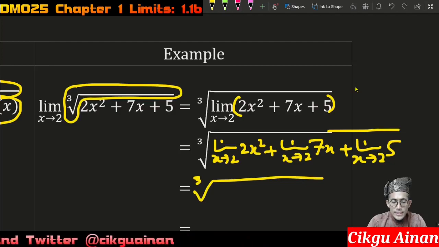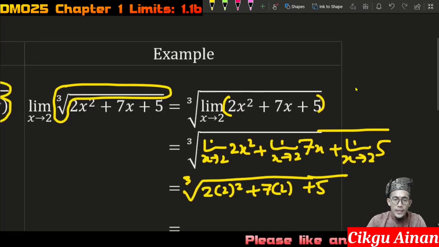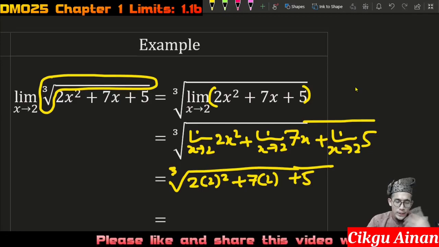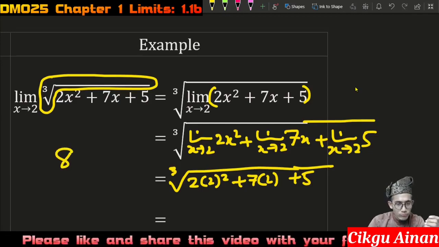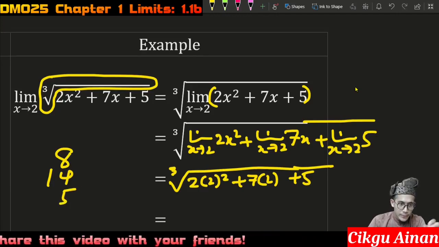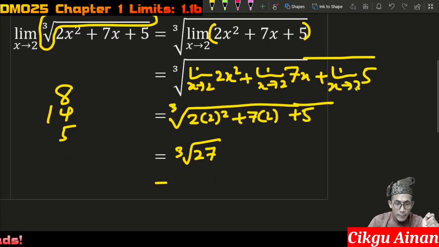This one we just substitute. So 2 squared plus 7 multiplied by 2 and then plus 5. So this one is what? 4, 8. 8 plus 14, plus 5. What is that? 27. Cube root of 27, which is 3.